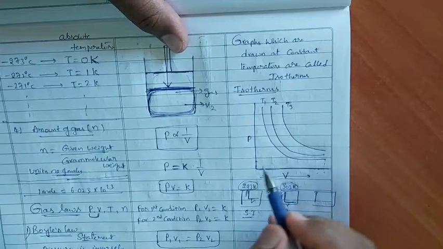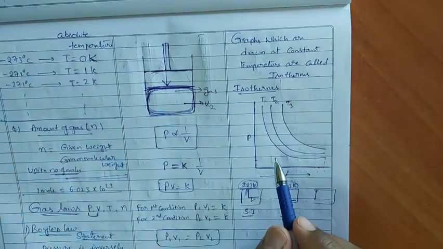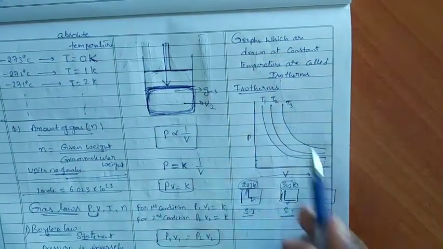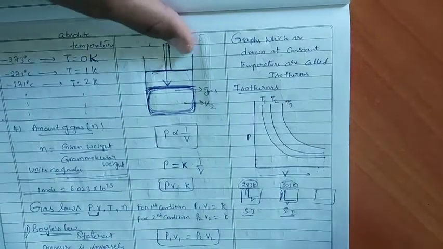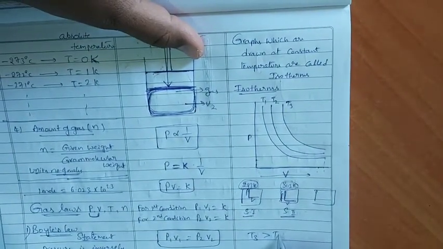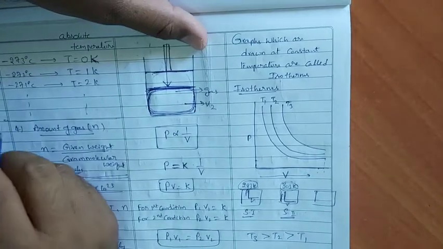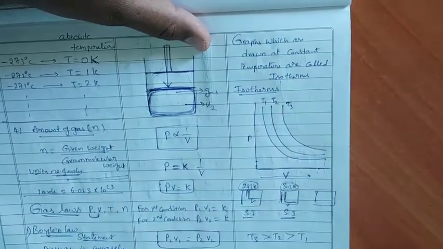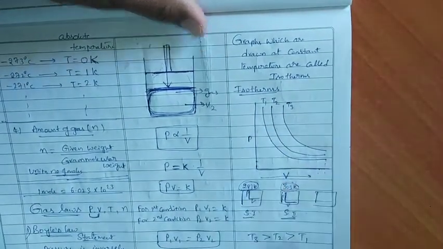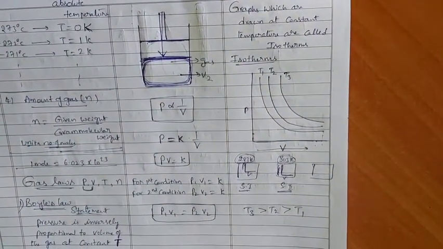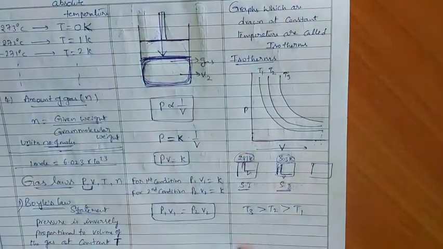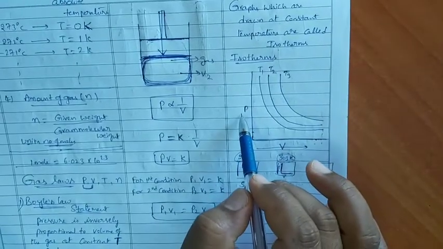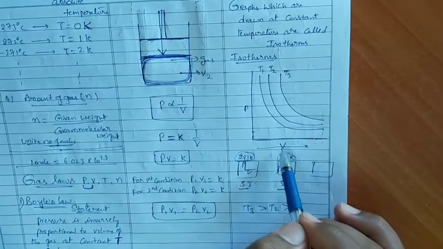This is the graph between pressure and volume. We will get hyperbolas at different temperatures. Now, the relation between T1, T2 and T3 is: T3 is greater than T2, and T2 is greater than T1. T3 is high temperature when compared to T2. T2 is high temperature when compared to T1. These are all called isotherms only. This is one isotherm, this is one isotherm, this is one isotherm. Pressure versus volume: pressure on the y-axis, volume on the x-axis.